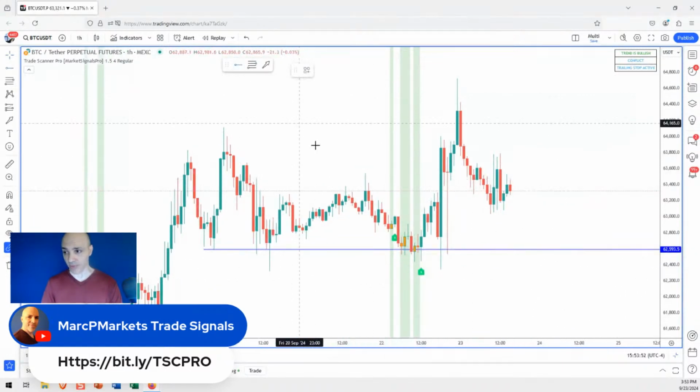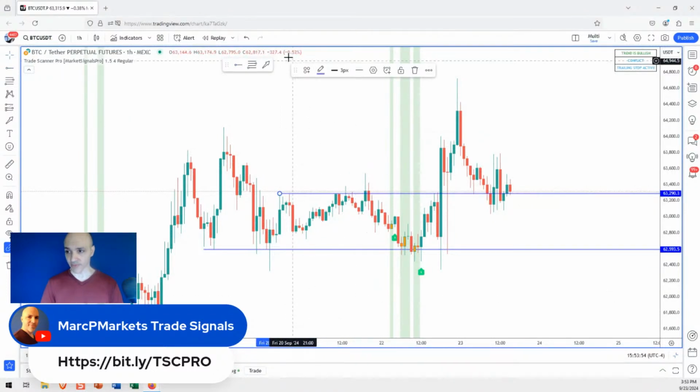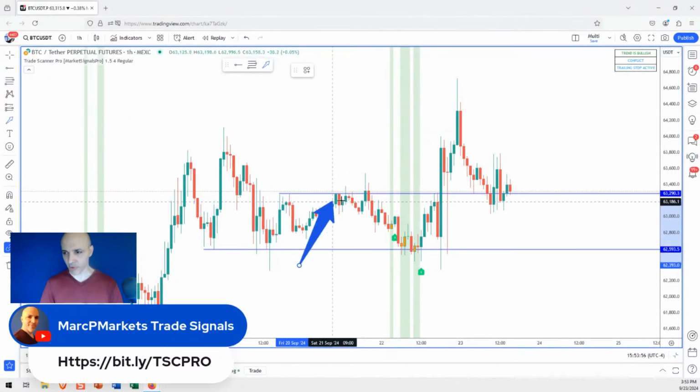Now, that's one level. We also have a resistance level over here. Look at it, touched resistance numerous times. It touched this level. What level is that?